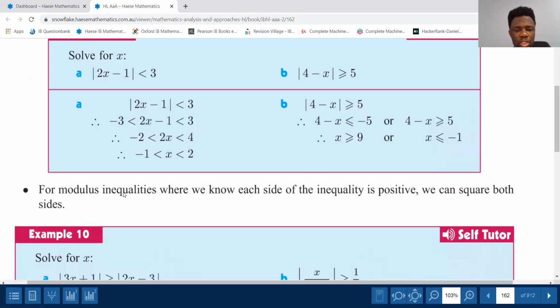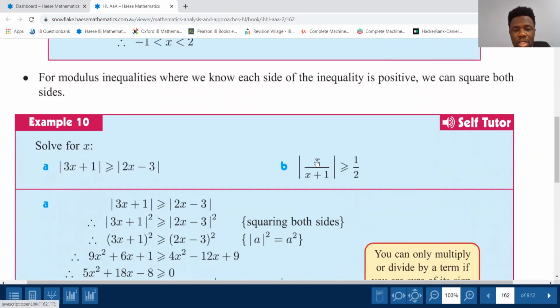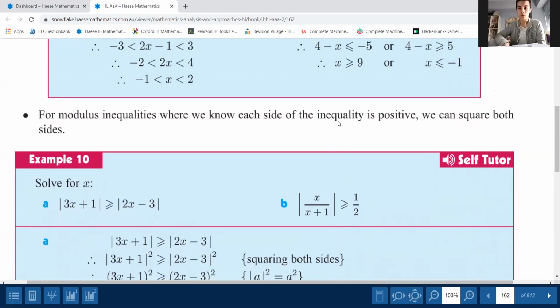So now check this out. You see, this is what we just talked about. For a modulus inequality, where we know each side of the inequality is positive. How do we know it is positive? When we have an absolute value, or when the number is a positive number, you can square both sides. So even for this, this is a positive number, this is a positive number. You can square both sides as well. Are you with me? Yeah. Because both sides are positive, you can square both sides.